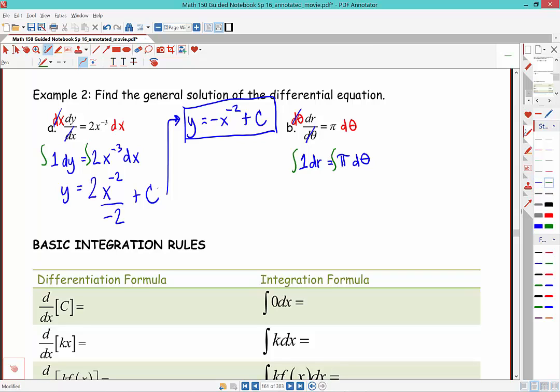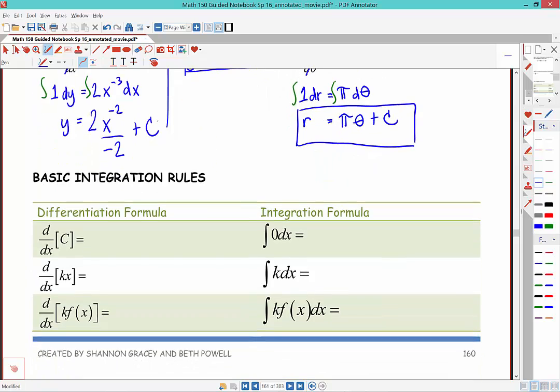So evaluating the integral of both sides, what do we get? Awesome. We'll get r is equal to pi times theta. Good so far? Great. What did I miss there? Plus c, plus our constant of integration. Awesome. Okay, so let's just go through.